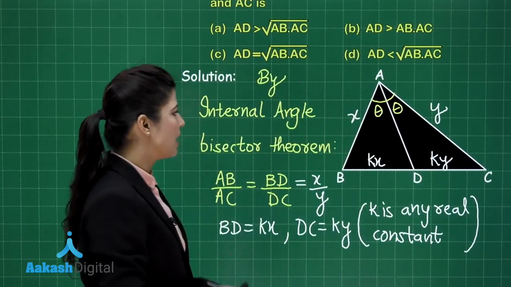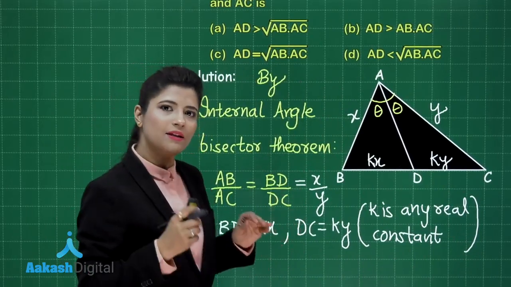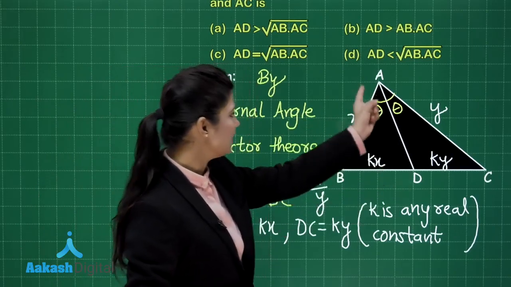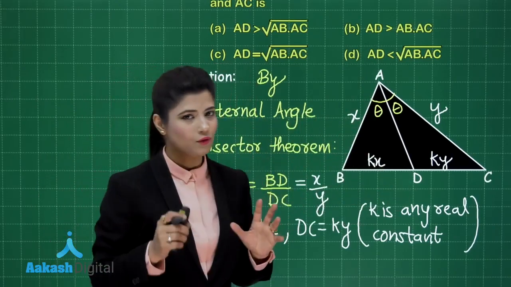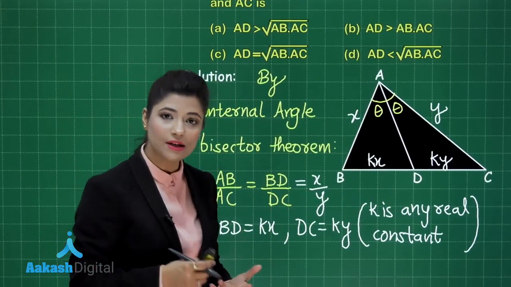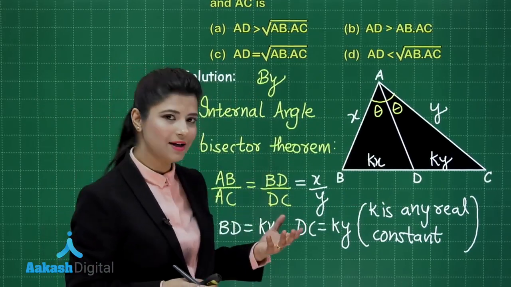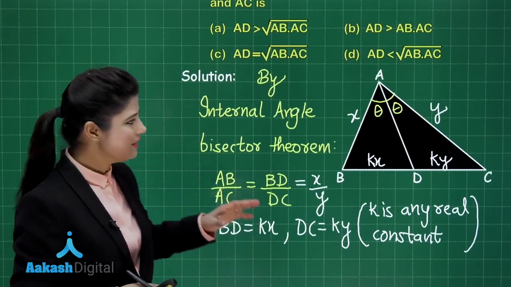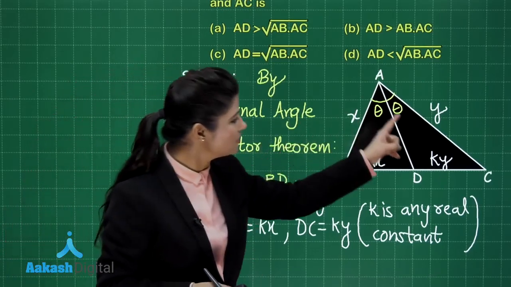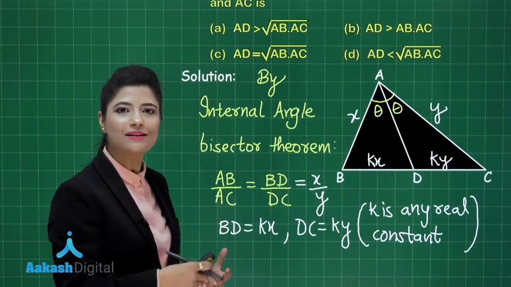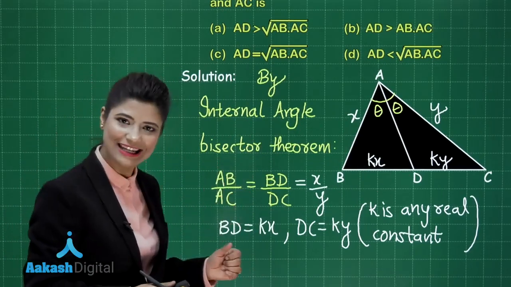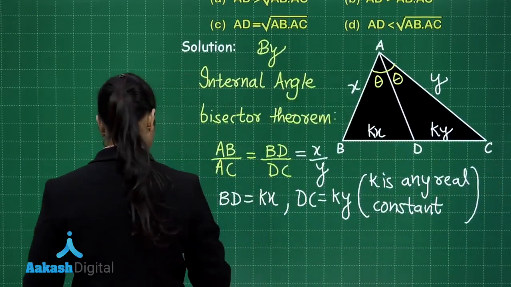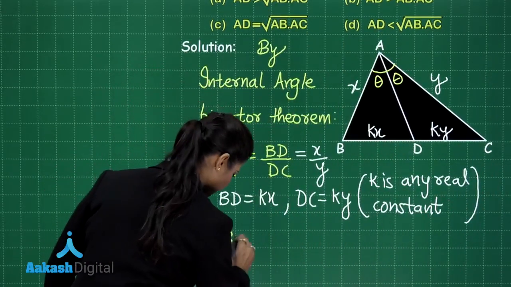Now I am not sure about the length of AD, but two things are very clear: angles BAD and CAD are both equal to theta. If I want to draw out the relationship between the sides and angle, there is a very interesting relationship called the cosine rule. So let's apply the cosine rule in both triangles and try to get the relationship between AB, AC and AD.